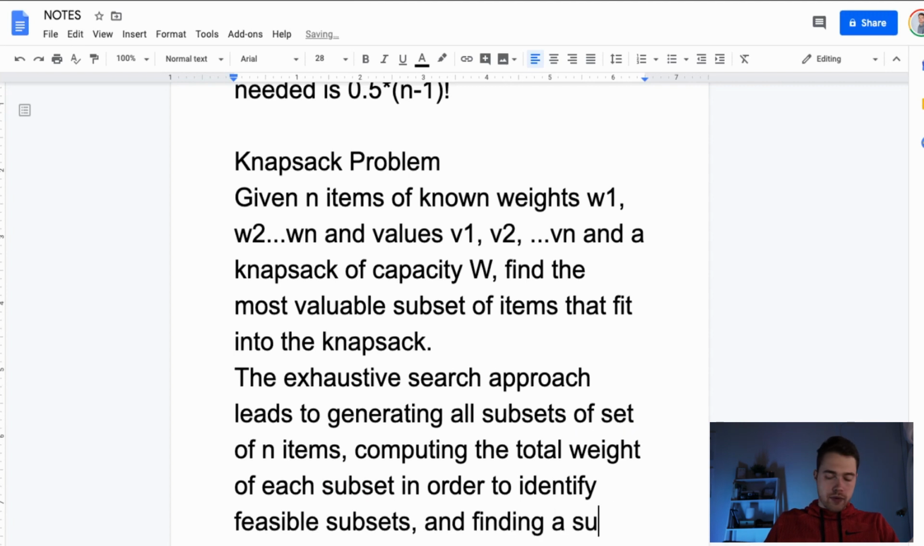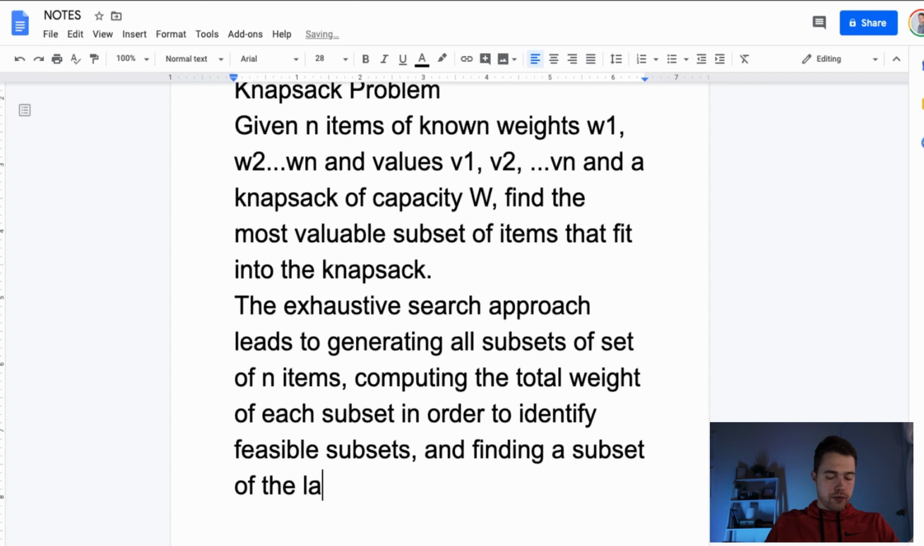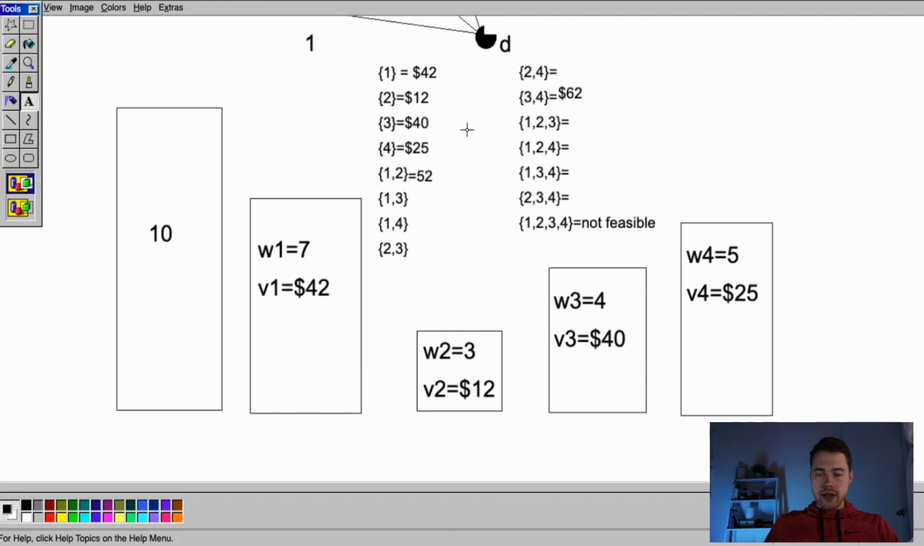and finding a subset of the largest value. So again, we identify all possible subsets, then we eliminate all of them which do not fit into our backpack, and then among the ones which are feasible to carry away from the house, we identify the one which is the most valuable, which is this one. Cool.